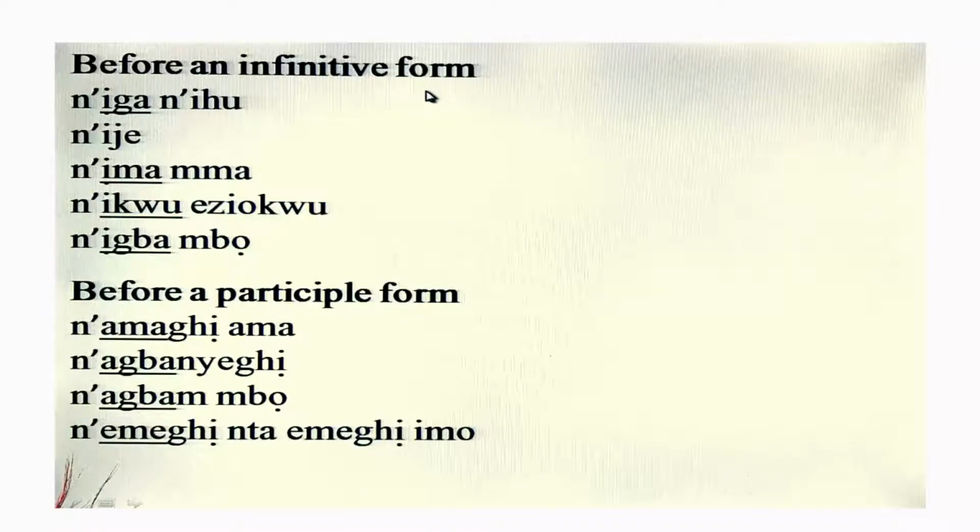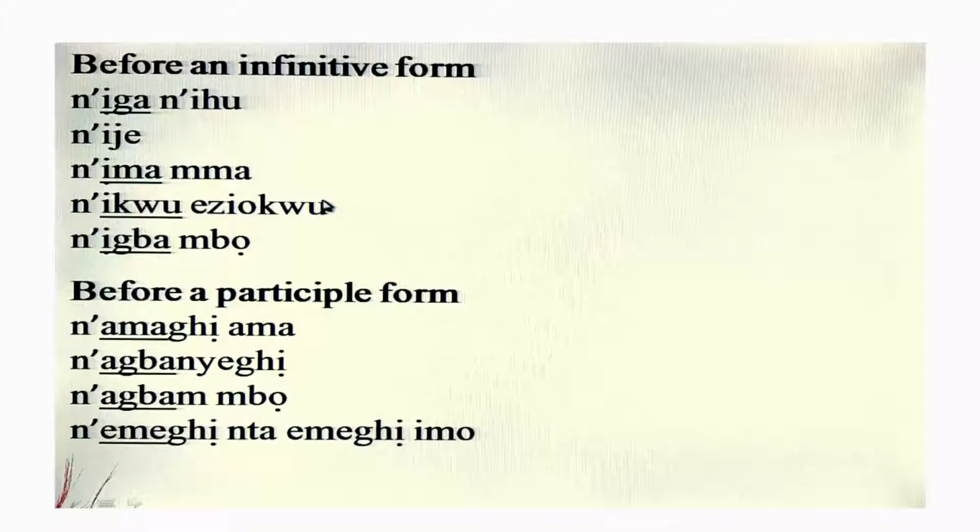When it comes before an infinitive, it is also written with an apostrophe. Example, n'ịga n'ihu, n'ije, n'ịma mma, n'ikwu eziokwu, n'ịgba mbọ. N'ịga n'ihu, in English, is furthermore. N'ije: ọ nọ n'ije, he or she is on a journey. N'ịma mma: Jehova meere m ya n'ịma mma ya.